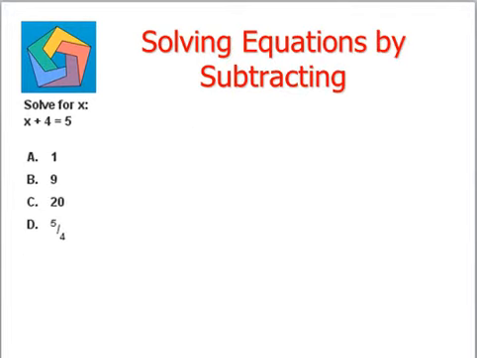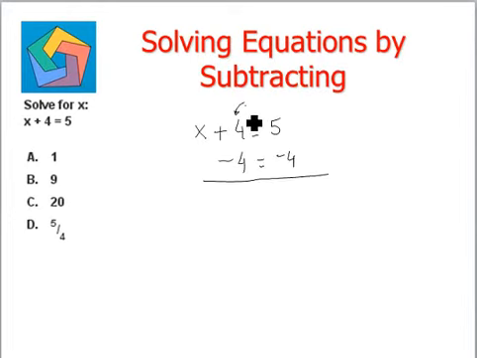Let's try another question for better understanding. Solve for x and we're given x plus 4 equals 5. Now here 4 is added to x, so we need to make this 0. This can be done by subtracting 4 from both sides. Again we have to see that you have to subtract 4 from both sides of the equality sign.